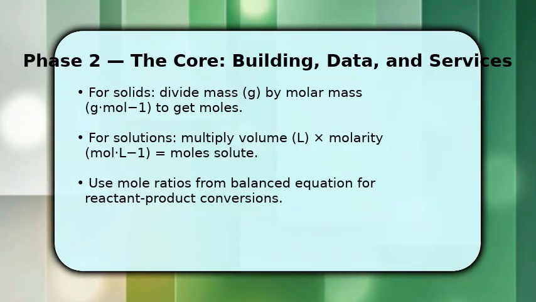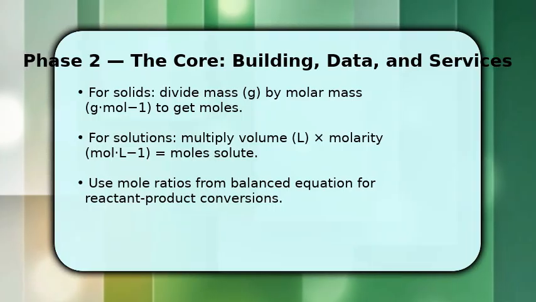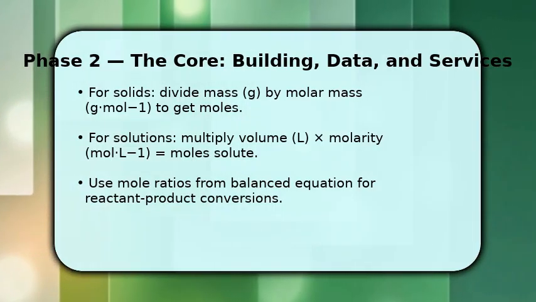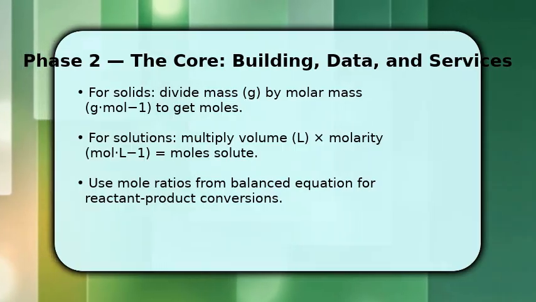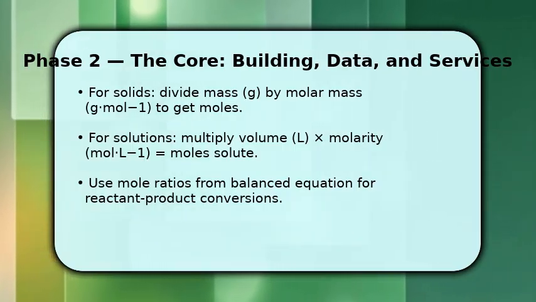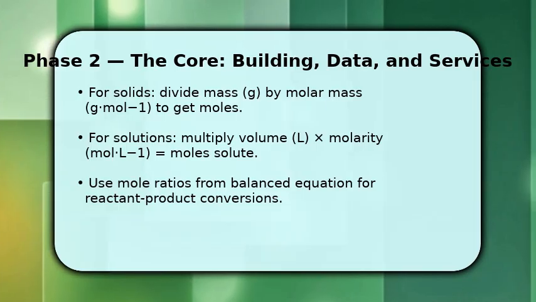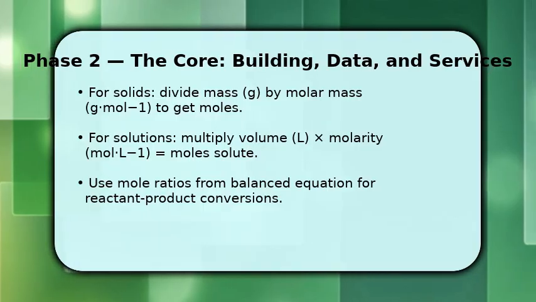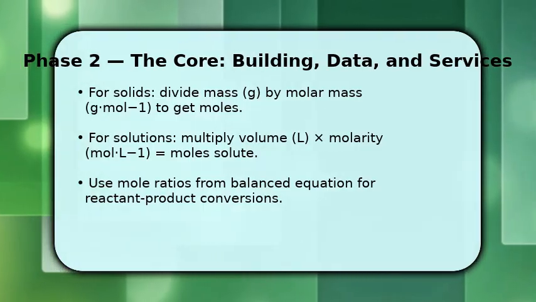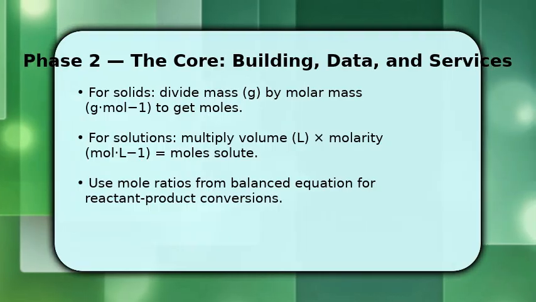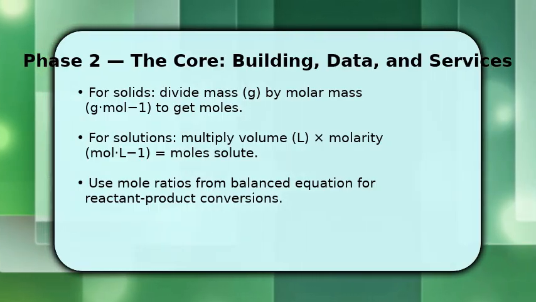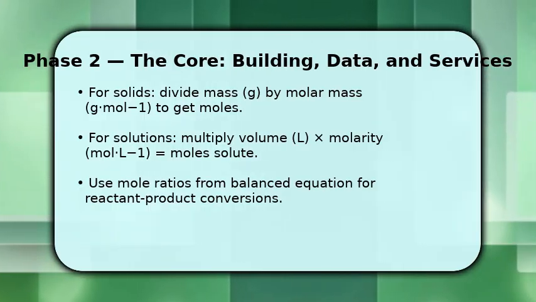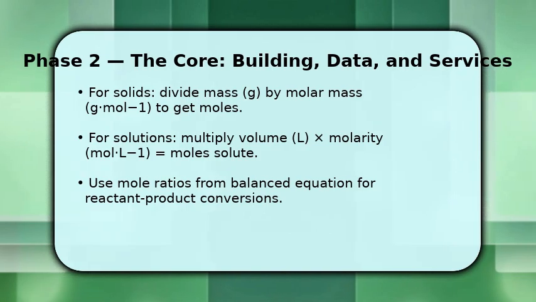You now perform the core calculations. If you have a solid, divide the given mass by its molar mass to get moles. That ratio directly converts grams into amount. For solutions, convert milliliters to liters, then multiply volume in liters by molarity to obtain moles of solute. If the problem requires another substance, apply the balanced equation's mole ratio as a conversion factor. Also, track significant figures and units during each step so your numeric result stays credible and consistent.